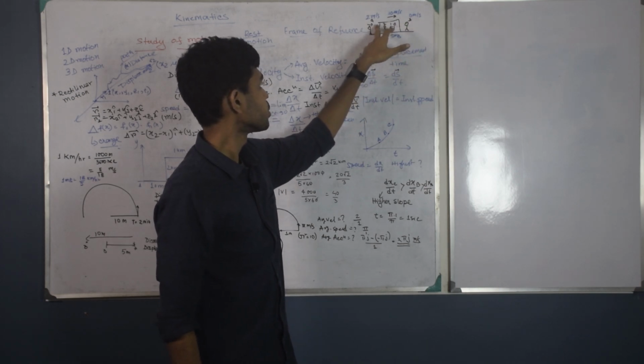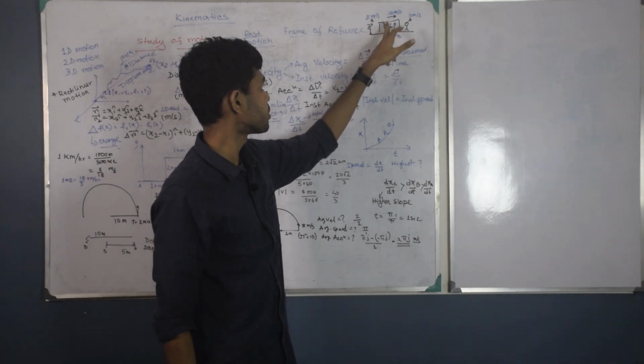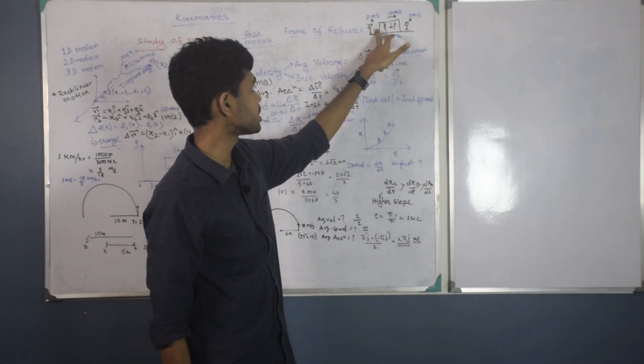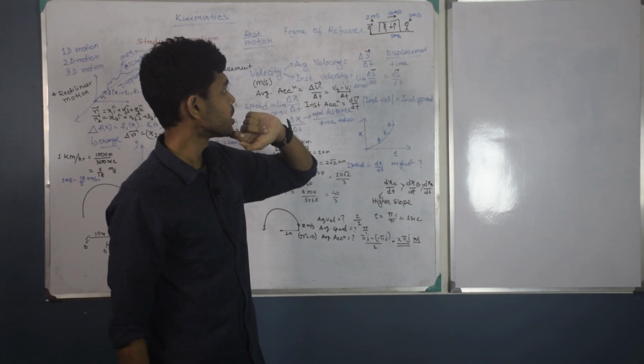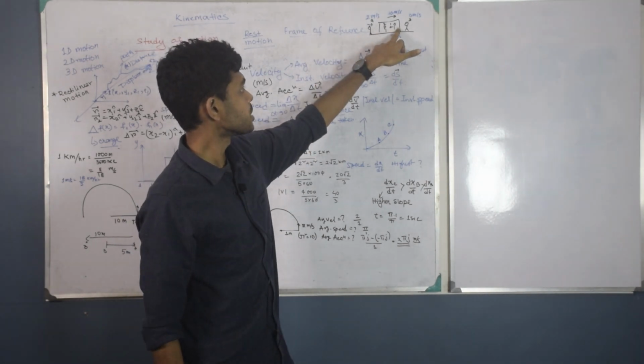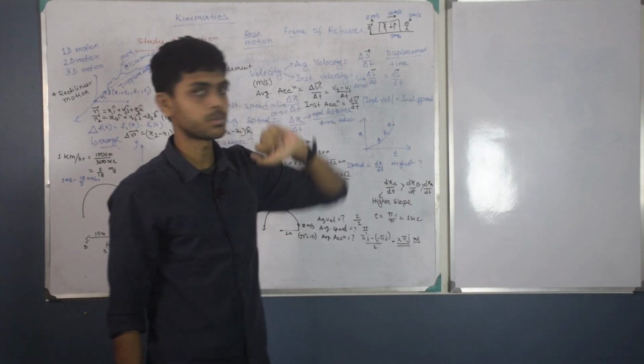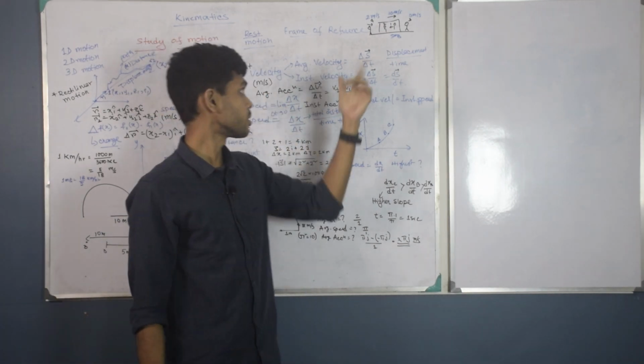This person will be going in this direction. He is going 2 meter per second. There is 10 meter per second. So 8 meter per second. This person will go in the backward direction, and this one person will come towards him in 5 meter per second. That is, if we take the frame of reference of 2.